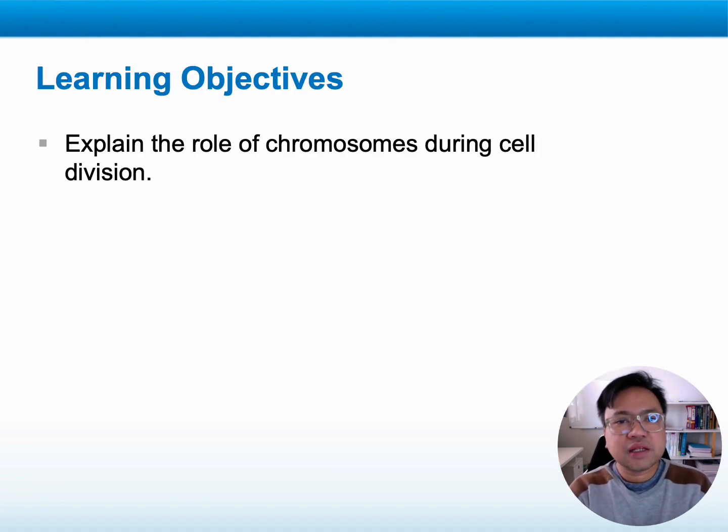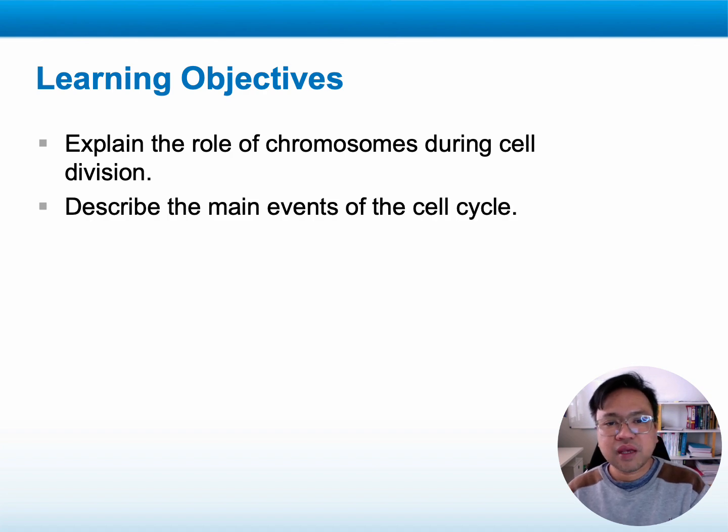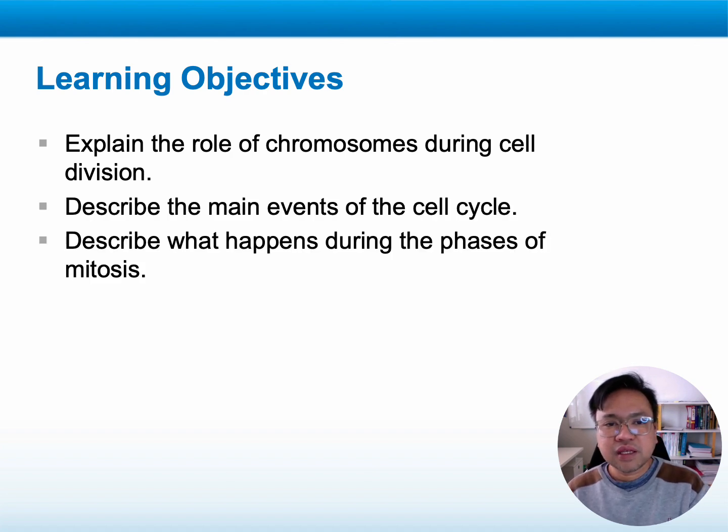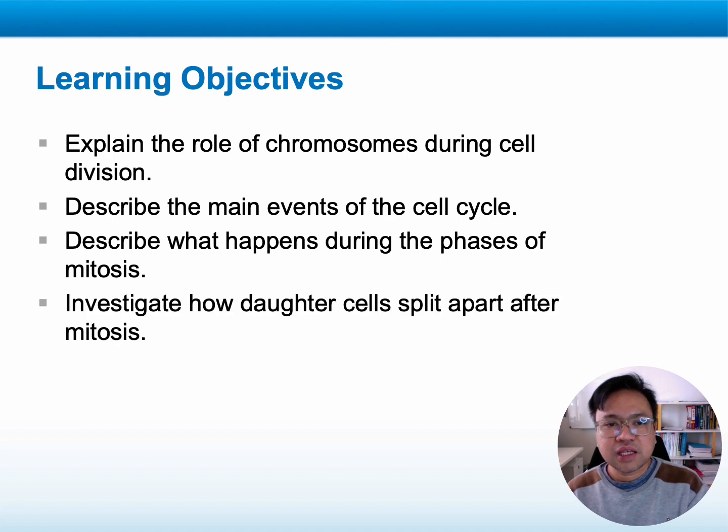Let us take a look at our learning objectives for today. By the end of this presentation, you will be able to explain the role of chromosomes during cell division, describe the main events of the cell cycle, detail what happens during the phases of mitosis, investigate how daughter cells split apart after mitosis. To begin, let us remember that the cell cycle is the process by which cells reproduce.